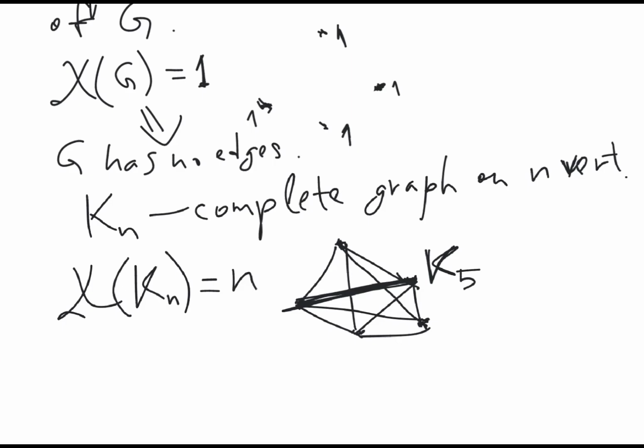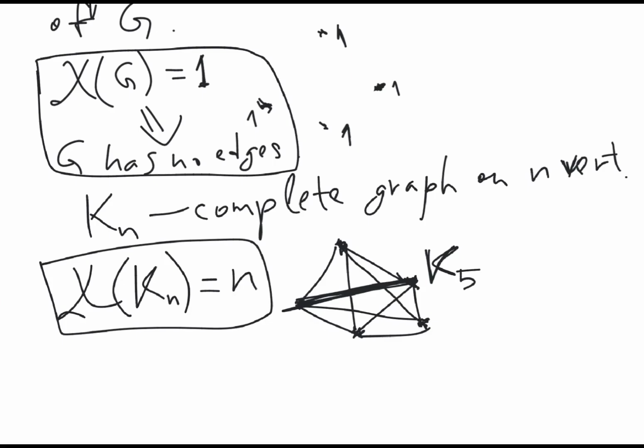Another way to put it: since any two vertices are connected by an edge, all pairs of vertices must have different colors. So all vertices have pairwise different colors, so it must be n different colors, one for each vertex. These are two opposite cases, a graph without edges and a complete graph. For all other graphs, it's somewhere in between.